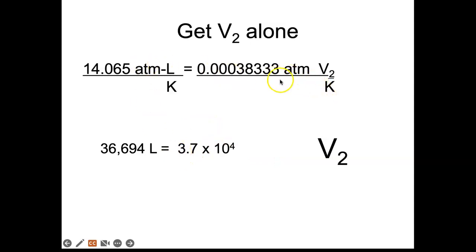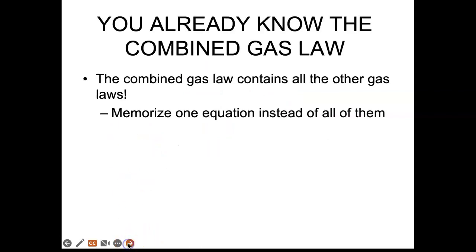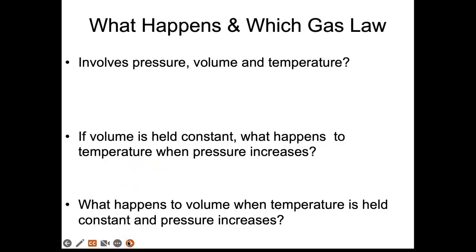Notice that as I'm doing this, my atmospheres and kelvins are going to cancel out. So I had to divide both sides by 0.00038333 atmospheres kelvins to get V2. Hopefully you did well on that one. Again, I always suggest you already know each of the gas laws. Just combine them into one. And then if you don't need temperature, you just leave it out. All right, so which law?